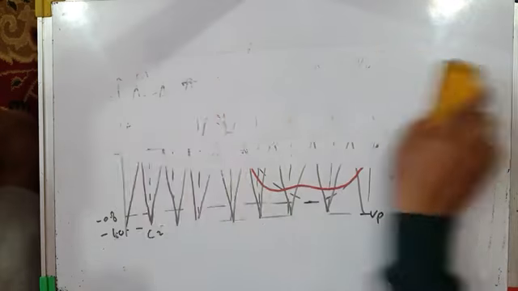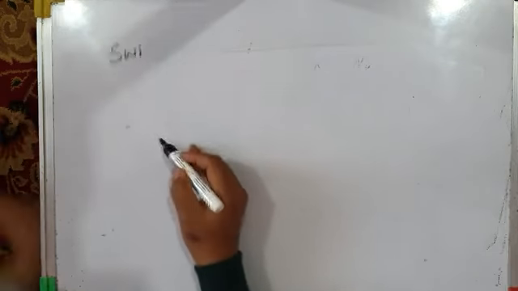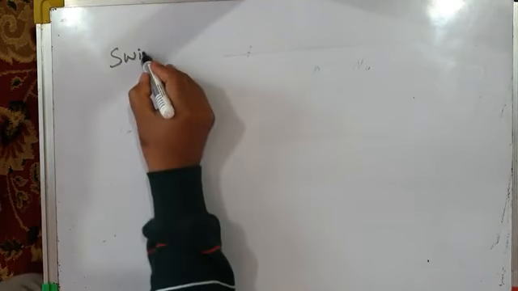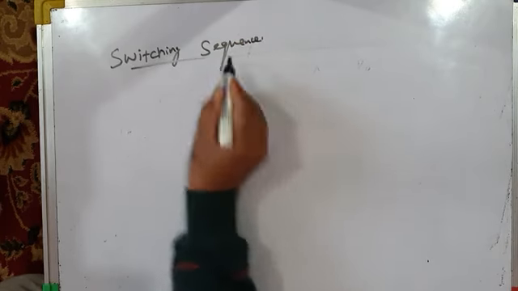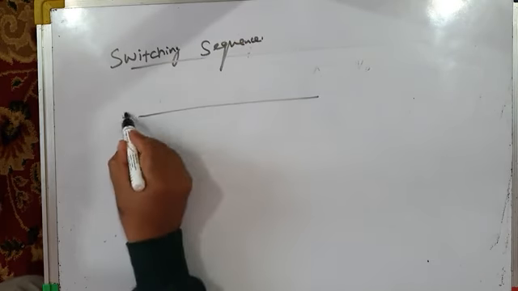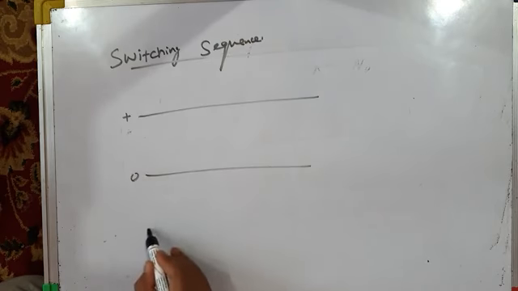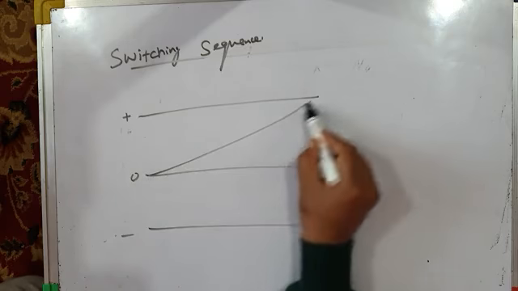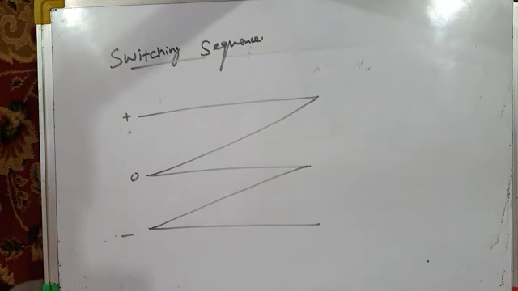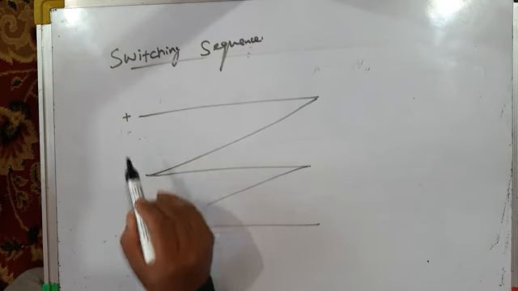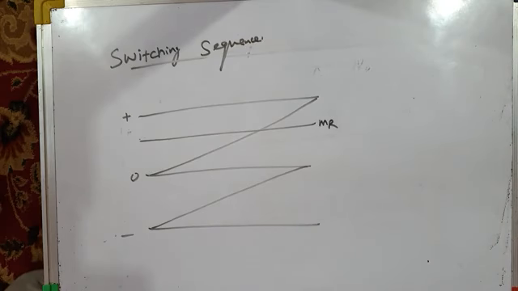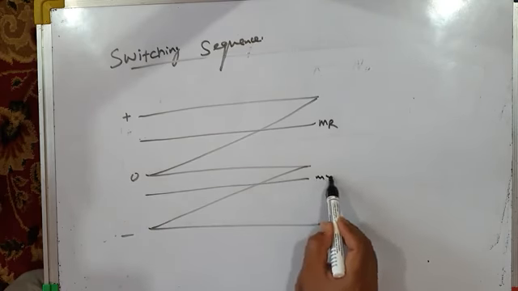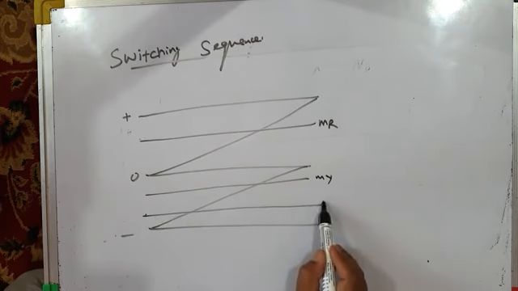So switching sequence is something like this. Let me quickly show you switching sequence. This is plus, this is 0, and this is minus. This is one carrier, in phase carrier we are taking. So this is our original MR, for example. This is original modulating wave MY, and this may be original modulating wave MB.